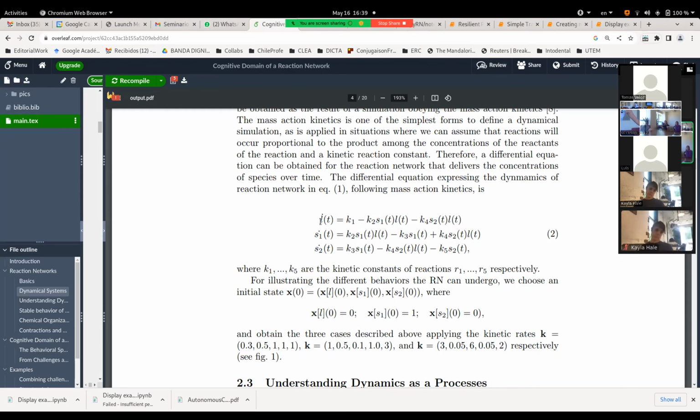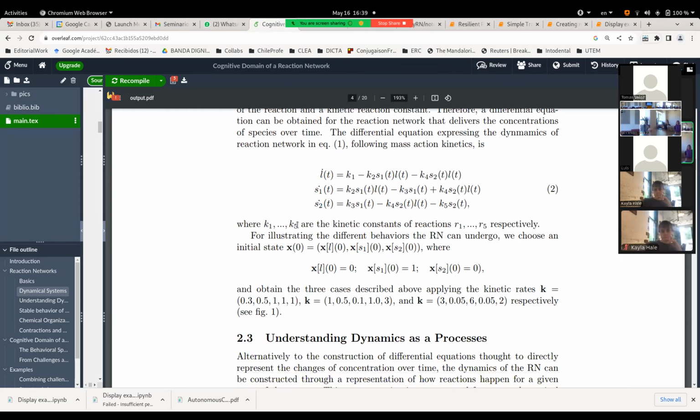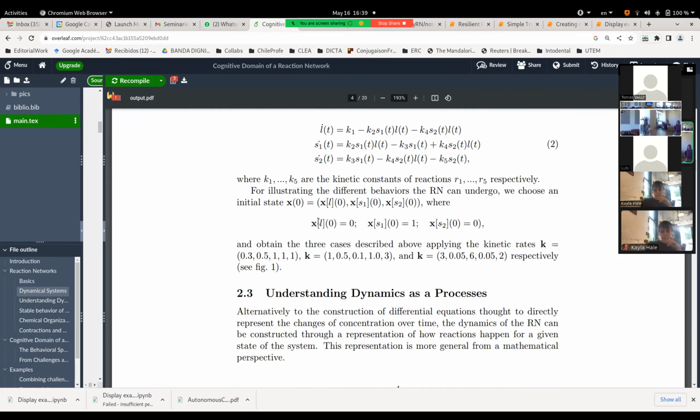So we build the differential equations. This is a simple exercise that anybody can do at home. And we get these differential equations, which cannot be solved analytically, at least not easily. And so it's normally the kind of system you have to simulate. So then we can choose any initial state and any kinetic parameters, and we can apply simulations.